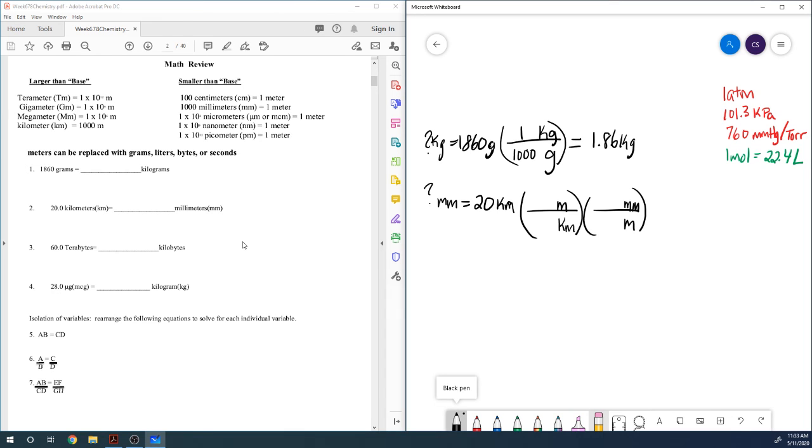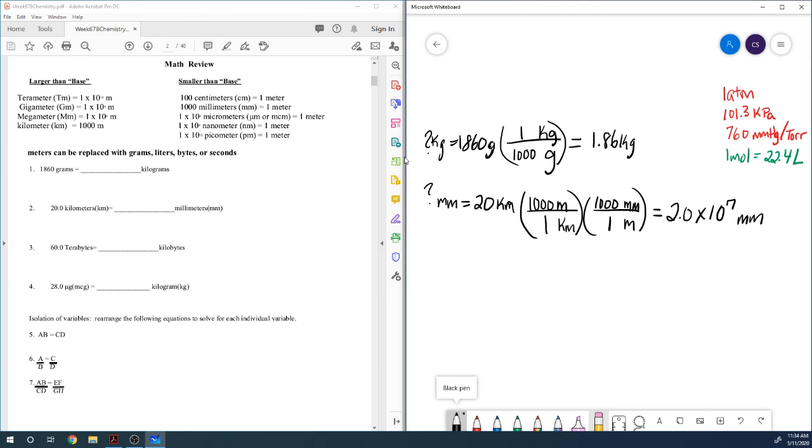Okay. So like I said before, 1 kilo is 1,000 base units. And if you look right here, it says there are 1,000 millimeters in 1 meter. So it'll be 20 times 1,000 times 1,000. Okay, so it'll be 20 times 10 to the 6th millimeters.